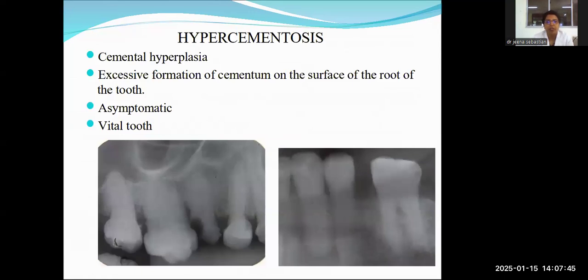Coming to hypercementosis, which is also a common lesion seen radiographically, it is also called cemental hyperplasia. There is excessive formation of cementum on the surface of the root of these teeth, and it is asymptomatic, associated with a vital tooth. You can see the bulky root at the apex of the maxillary premolars in this radiograph.